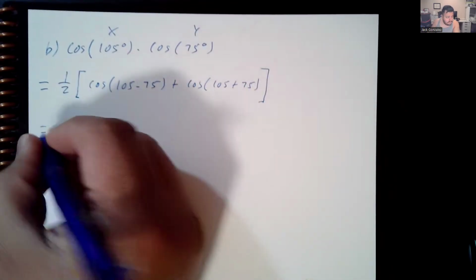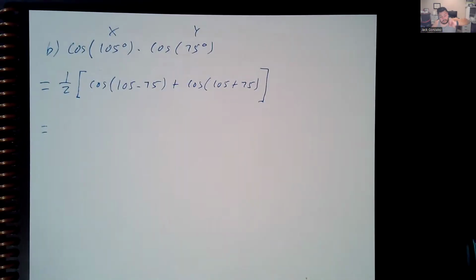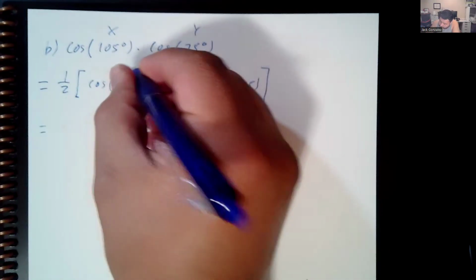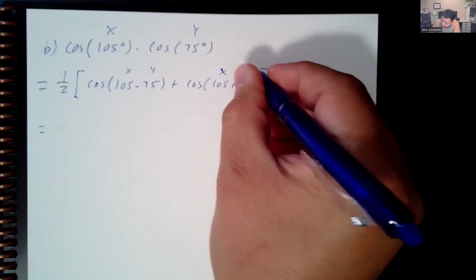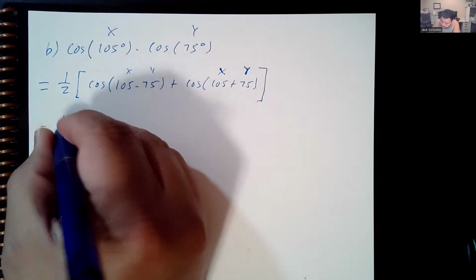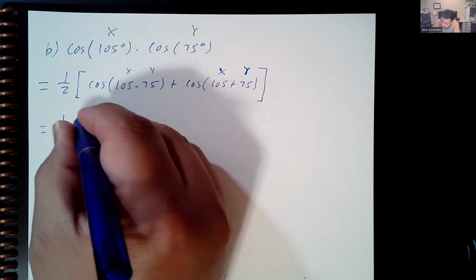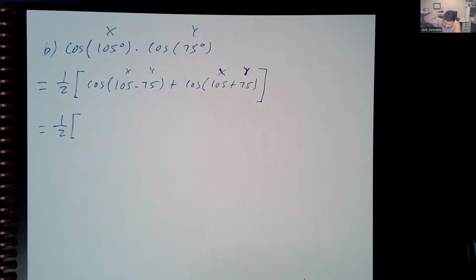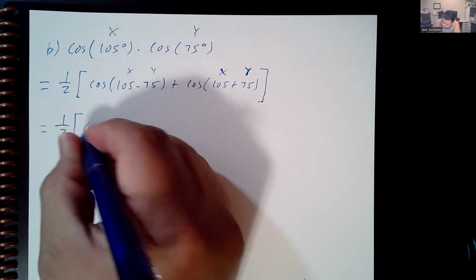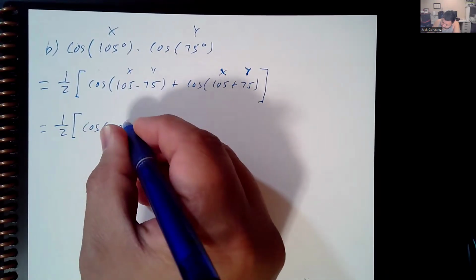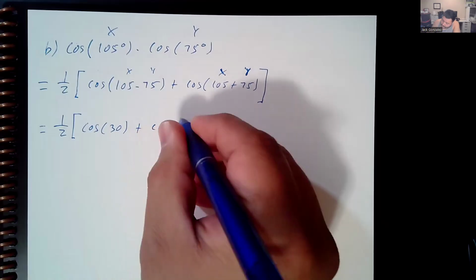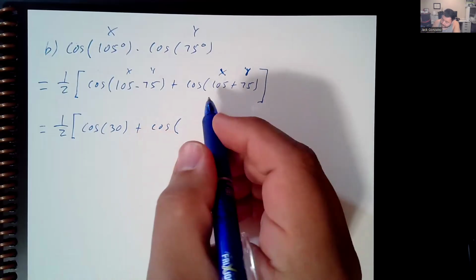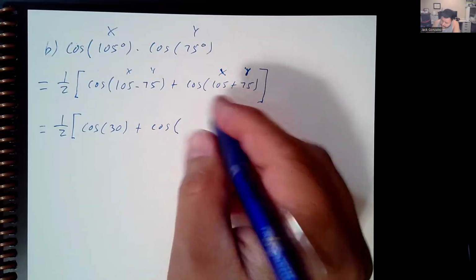So that'll get me to add those up. All right. x minus y, x plus y. And then that'll be 1/2 cosine 30 plus cosine 175, 180, yeah.